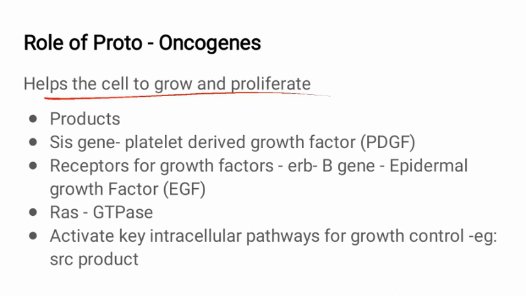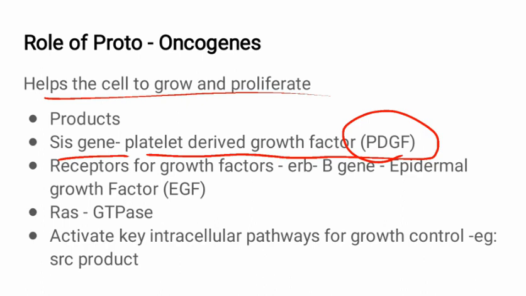So these proto-oncogenes are going to produce many products. Let us see about the products of these proto-oncogenes. The SIS gene is a proto-oncogene which is going to produce a platelet derived growth factor, which is very much important for the natural wound healing process.